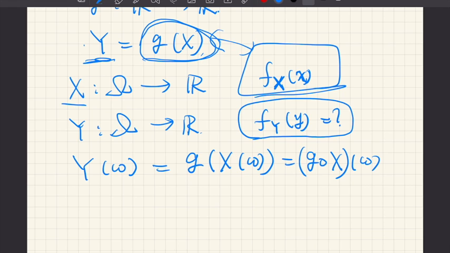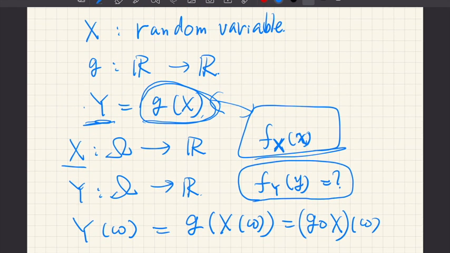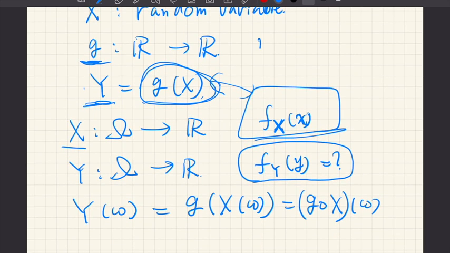Okay, for simplicity, we assume this function g is a monotone function. Just for the sake of discussion, let's first assume this g is a monotone increasing function.